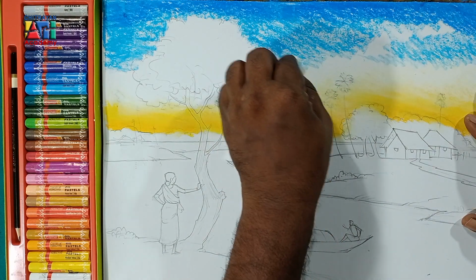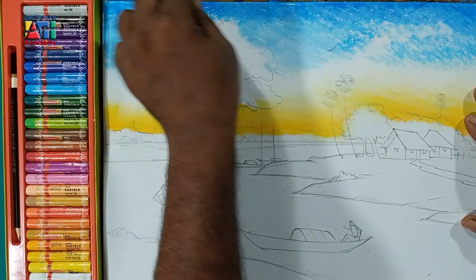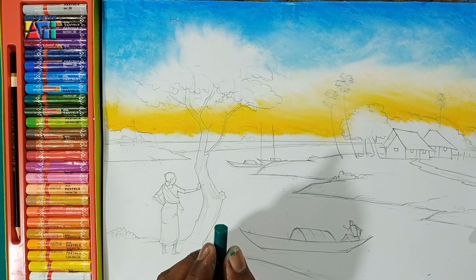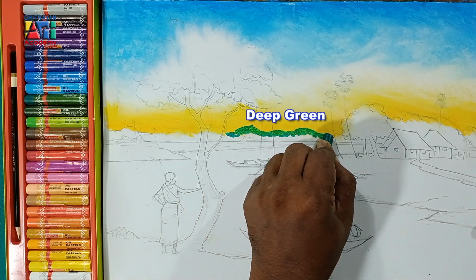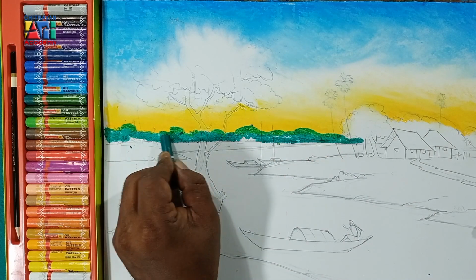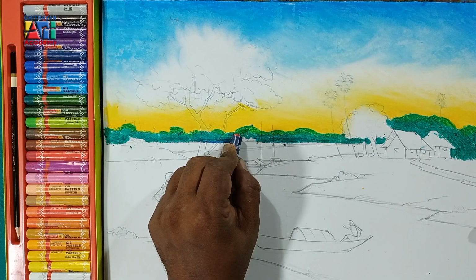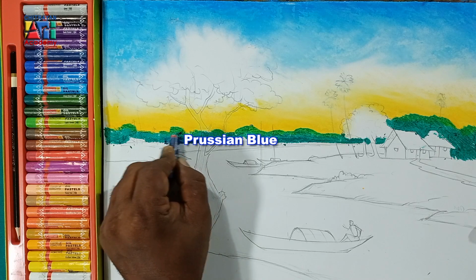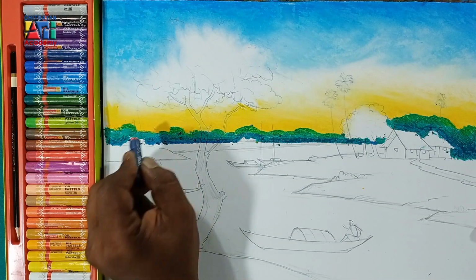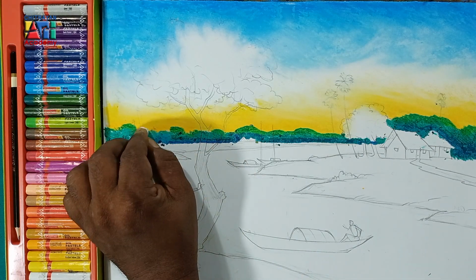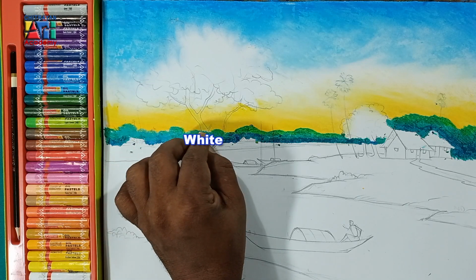Again, I apply white on the sky blue. After finishing the sky, we apply deep green on the horizon bushes. I use Prussian blue at the below part of the bushes. I apply white on the bushes to make them defocused or hazy.